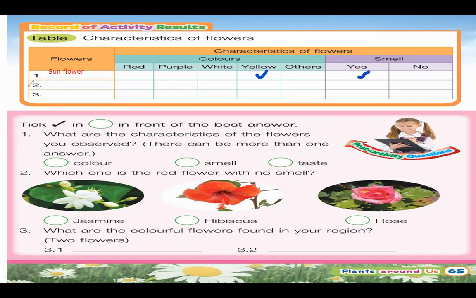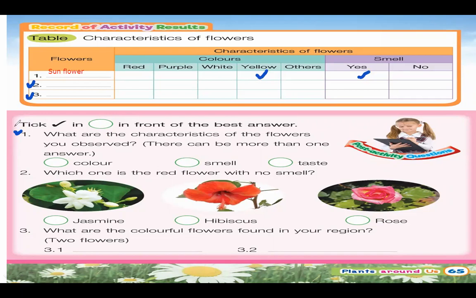So next, you are going to write here two flowers. What is the name of the flower? And then what is its color? Not only in our lesson, you can also find them outside. Then write number two, the color, and if they have a smell, yes or no. Number three, the color, and if they have a smell, yes or no. Okay, that's it, students.